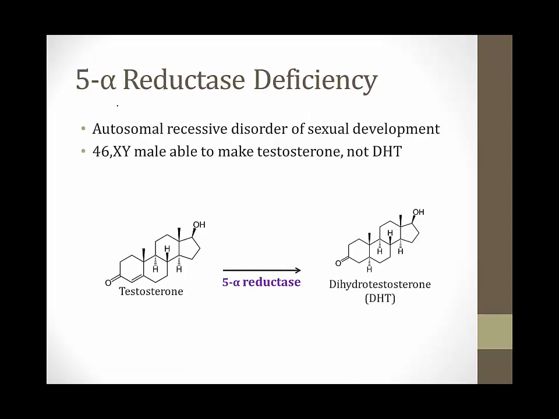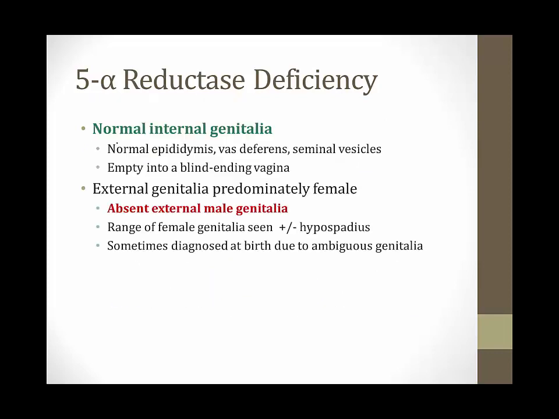So now that we understand that, let's talk about what would happen if a baby were born with a 5-alpha reductase deficiency. This is a rare autosomal recessive disorder of sexual development where a 46XY male is able to make testosterone but cannot make DHT, because recall that the 5-alpha reductase enzyme converts testosterone into dihydrotestosterone. When this happens, there are normal male internal genitalia.